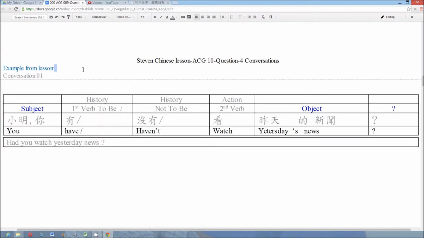This is an example from conversation 1. 小明你有沒有看昨天的新聞? Had you watched yesterday's news? In this question, the first verb asks about the history of 小明, and the second verb asks about the action of 小明.